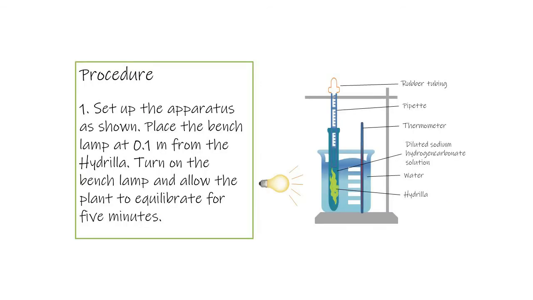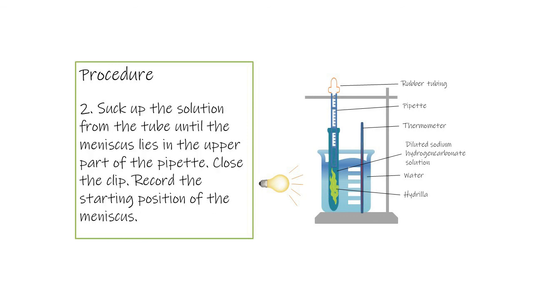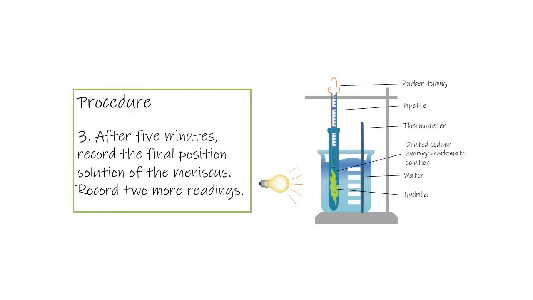First, we set up the apparatus as shown. Place the bench lamp at 0.1 meters from the hydrilla. Turn on the bench lamp and allow the plant to equilibrate for 5 minutes. Secondly, suck up the solution from the tube until the meniscus lies in the upper part of the pipette. Close the clip. Record the starting position of the meniscus. Third, after 5 minutes, record the final position of the meniscus.